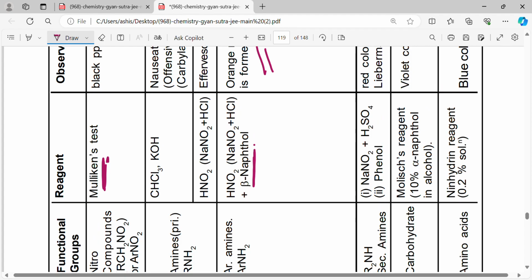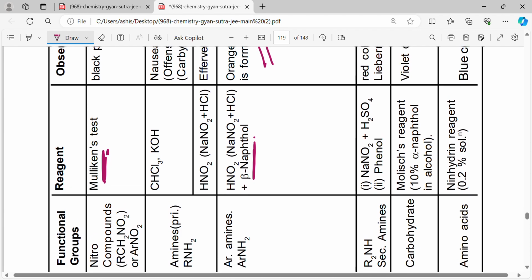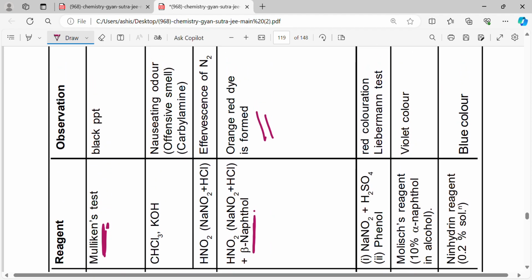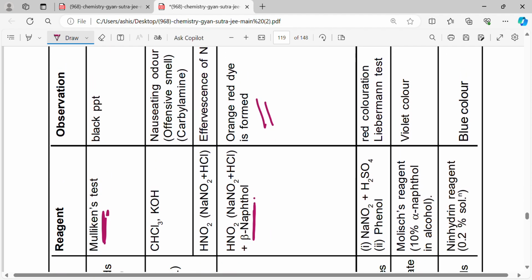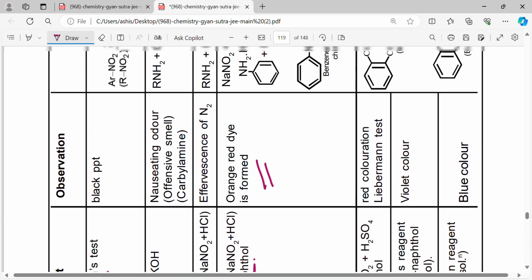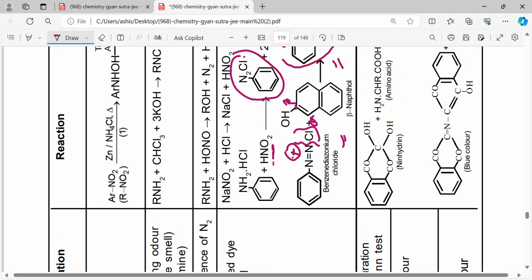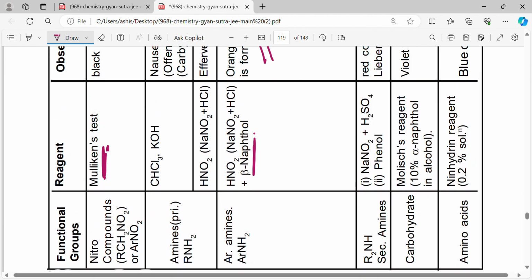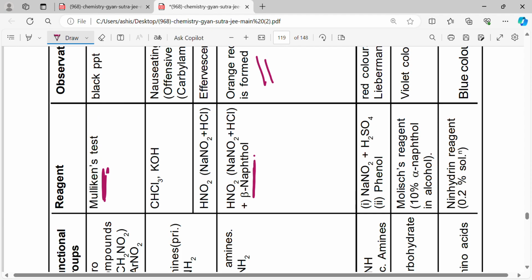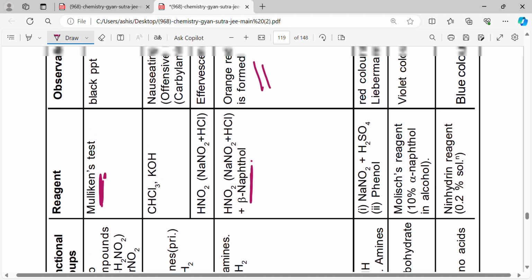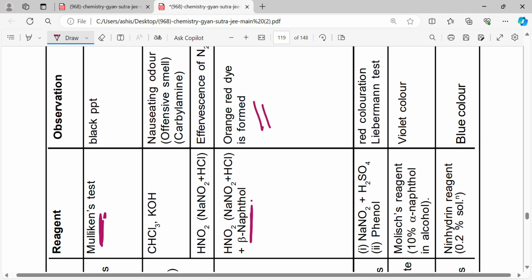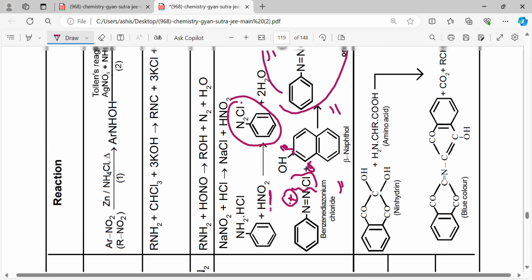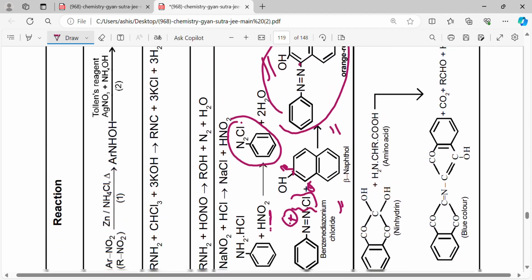Then 2 degree amine. 1 degree, 2 degree, 3 degree amines can actually be distinguished. All amines can be distinguished using the Hinsberg test, with benzene sulfonyl chloride. If 2 degree amine reacts with NaNO2 plus H2SO4, a red color will form. So that is the Liebermann test. Then in the second step we add phenol. Carbohydrates and amino acids: carbohydrates can be distinguished using the Molisch test, and amino acids can be distinguished using ninhydrin reagent.